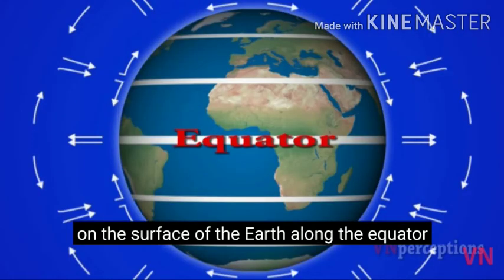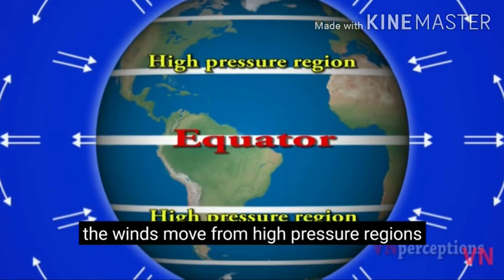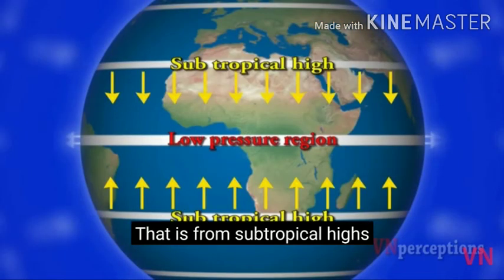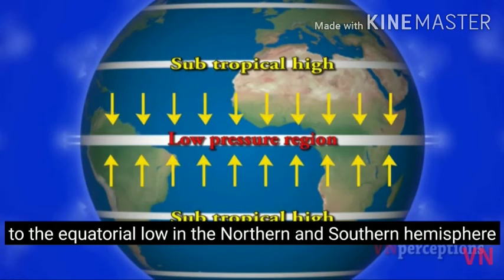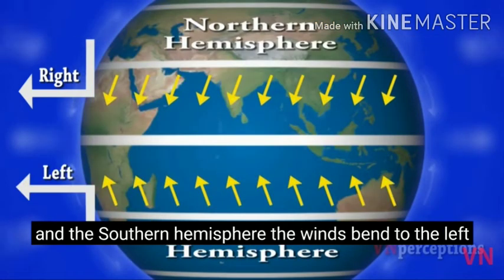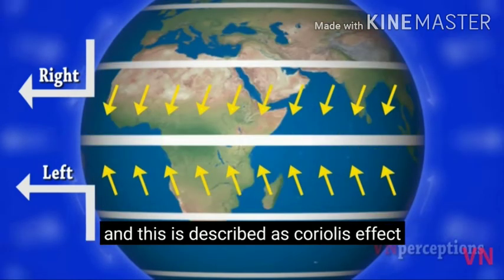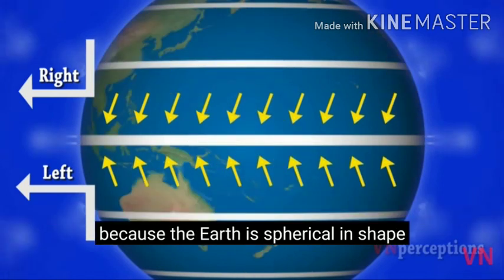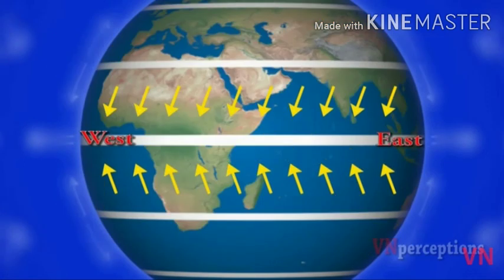On the surface of the earth along the equator, the wind moves from high pressure region to low pressure region, that is from subtropical high to the equatorial low in the northern and southern hemisphere. These winds bend to the right in the northern hemisphere and in the southern hemisphere the winds bend to the left, and this is described as the Coriolis effect. The winds bend to the right and left in the northern and southern hemisphere respectively because the earth is spherical in shape and the earth rotates from west to east.